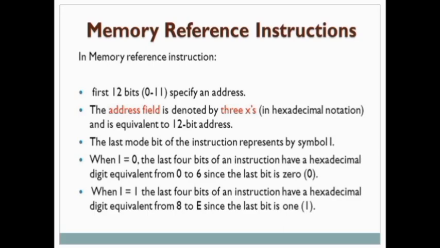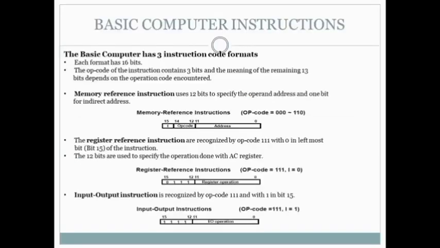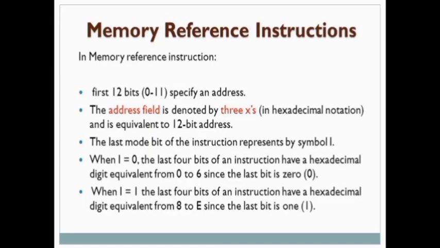In memory reference instructions, the first 12 bits, 0 to 11, specify an address. So as I explained earlier, the 12 bits from 0 to 11 hold the address in the memory reference instruction. The difference among the three is that in memory, the 12 bits 0 to 11 hold an address, while in register, they hold the register operation, and in input-output, they hold the input-output operation. And the address field is denoted by 3x in hexadecimal notation and is equivalent to a 12-bit address. So that is the address field of the memory reference instruction.